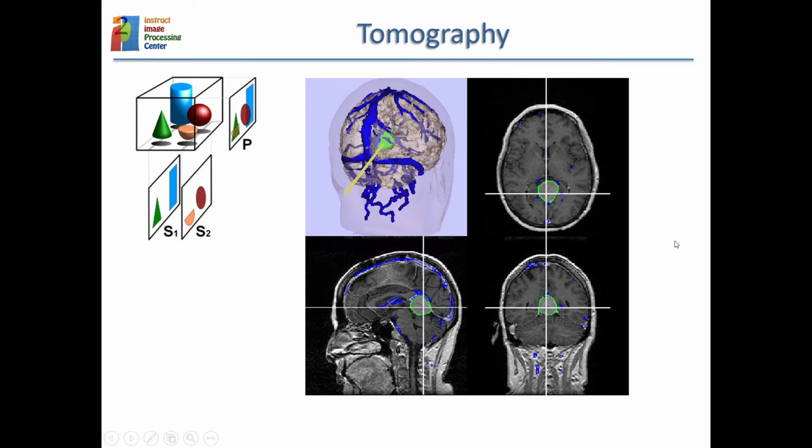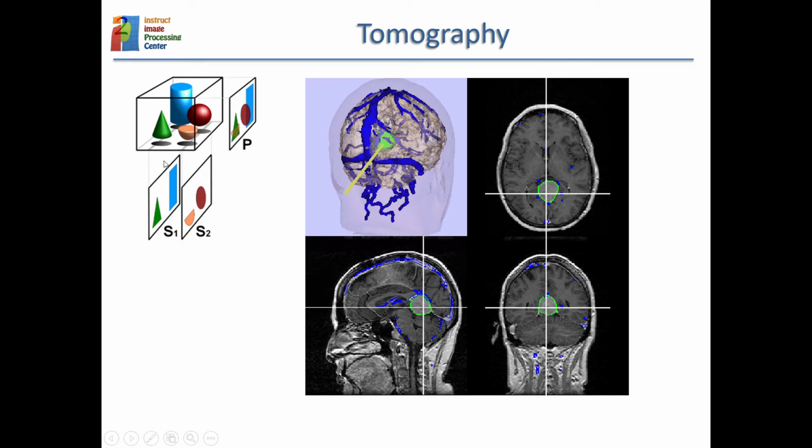So tomography is about reconstructing a 3D object from its projections. And the projections are something that we collect at the microscope. So when we project in this direction, what we see is the superposition of the cylinder and the sphere, and that is what we collect in the 2D image.